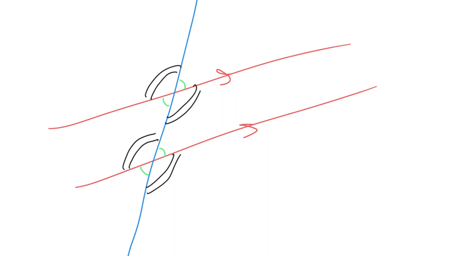Now, it is the case that the small angles equal the small angles. And it is the case that the big angles equal the big angles. So in other words, this green angle equals this green angle. We could also say this green angle equals this green angle, and so on. Same thing with the big angles. We could say this angle equals that one, this angle equals that one, and so on, right?